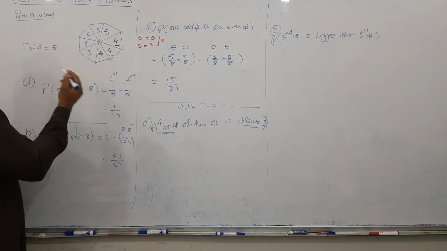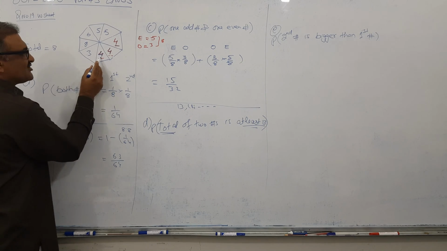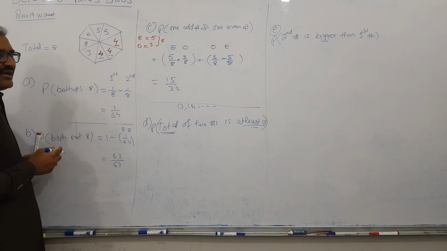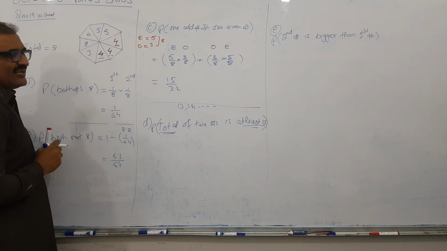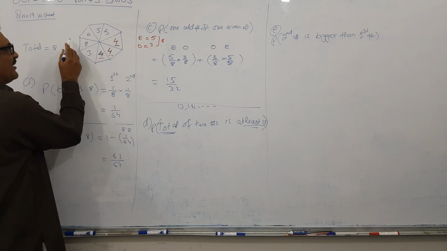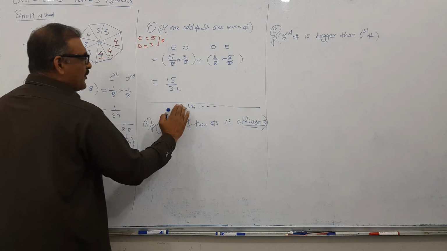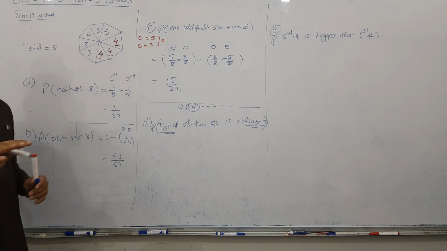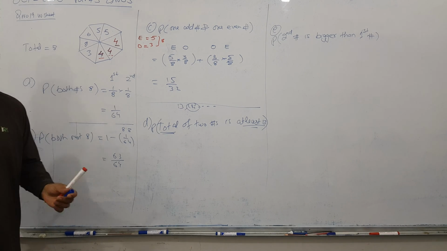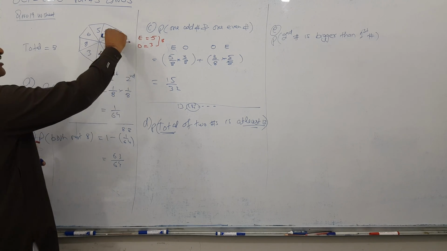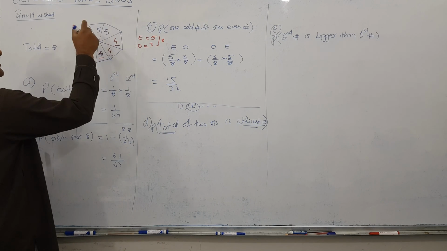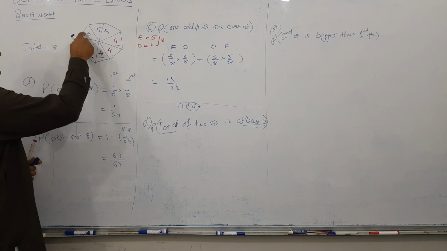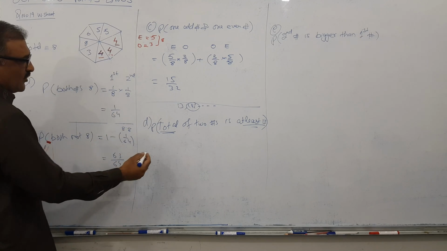So let's see, the problem is only if I add 3 plus 4, I get 7. 4 plus 5, I get 9. 5 plus 6, I get 11. 6 plus 8, we get 14. So only one possibility we have. So what are the totals we have? 7, 9, 11, and 14. 13 is not there, sorry. So what is the total?